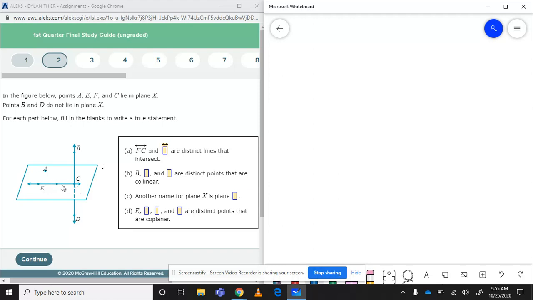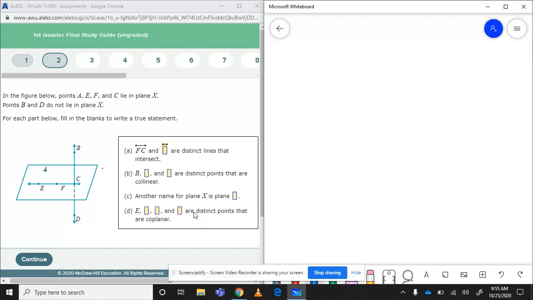So for example, E, F, and C, they are all in the plane, but they're not going to be the right ones to use to name the plane. As long as I use A, something else that's in the plane, and I use 2 of these letters, I'll be okay. So I can do AEF, I can do AEC, I can do AFC, I just can't do EFC. So it's got to be 3 points that are in the plane that are not collinear.